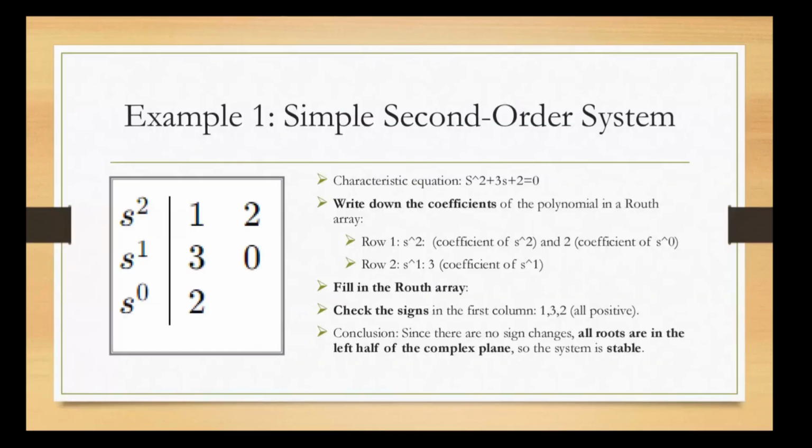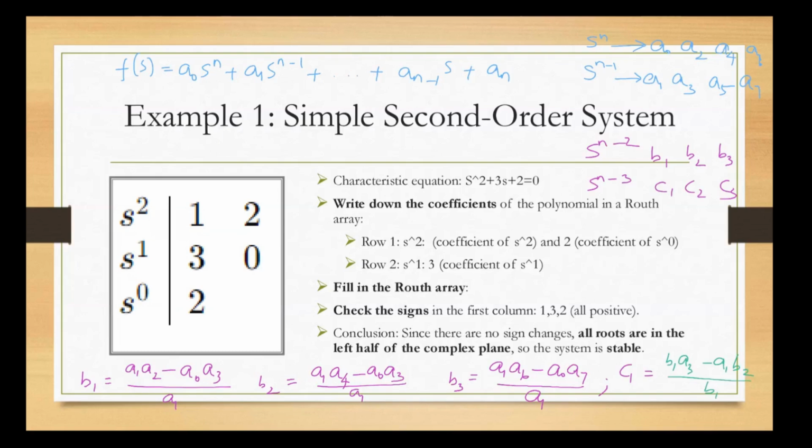Suppose the characteristic equation of a simple second order system, that is, the denominator of the closed-loop transfer function of a simple second order system, be s square plus 3s plus 2. And we will construct a Routh-Hurwitz table.